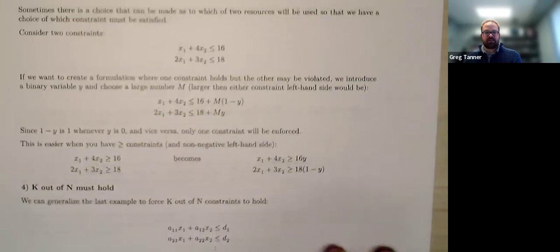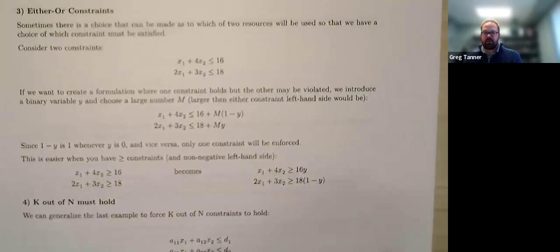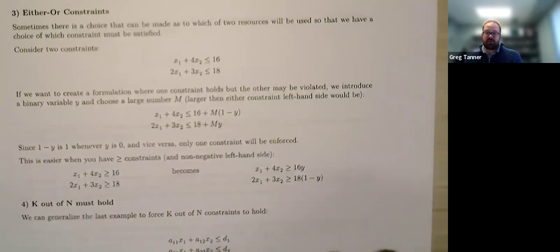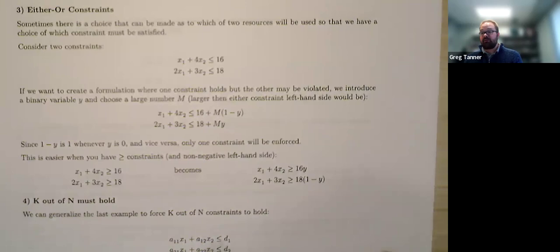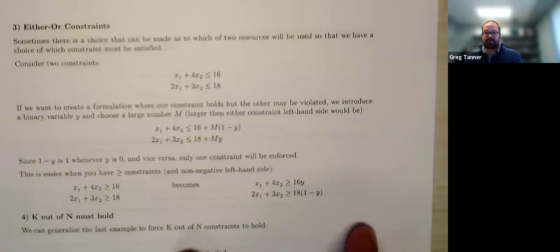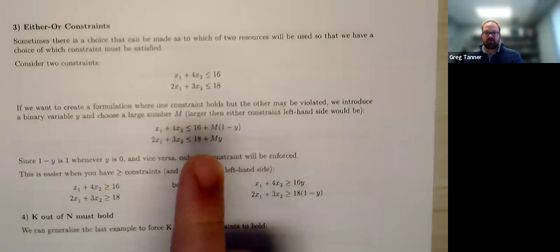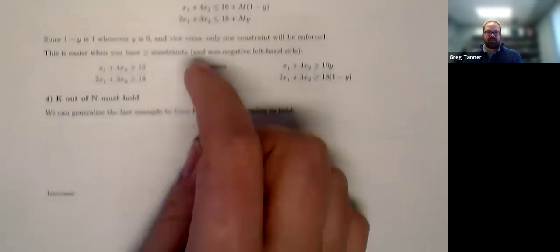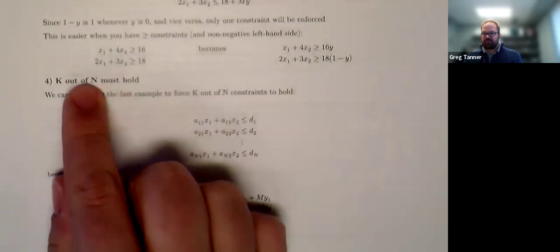Okay, so this is either one or the other, and possibly both could be satisfied. This still allows that it's possible that both constraints are satisfied, but only one is enforced. Okay. On the other hand, we can generalize this even farther. So this would be 1 out of 2 constraints must hold. We can say k out of n constraints must hold.